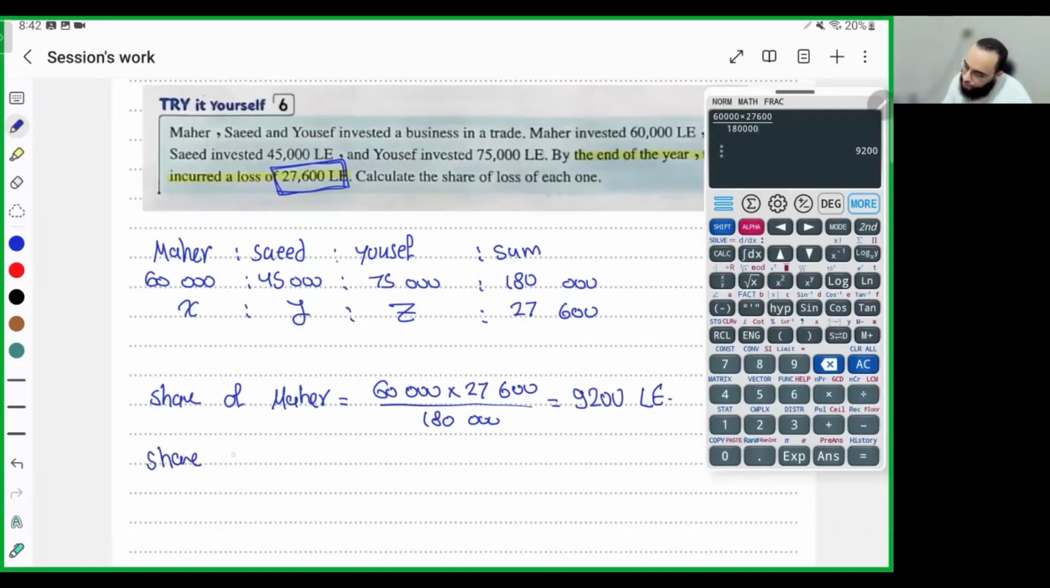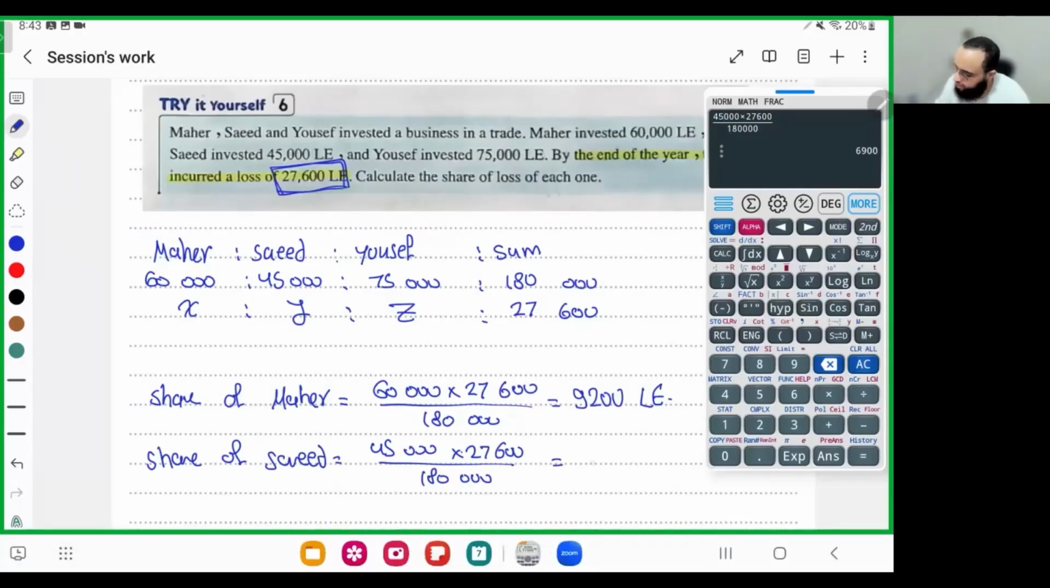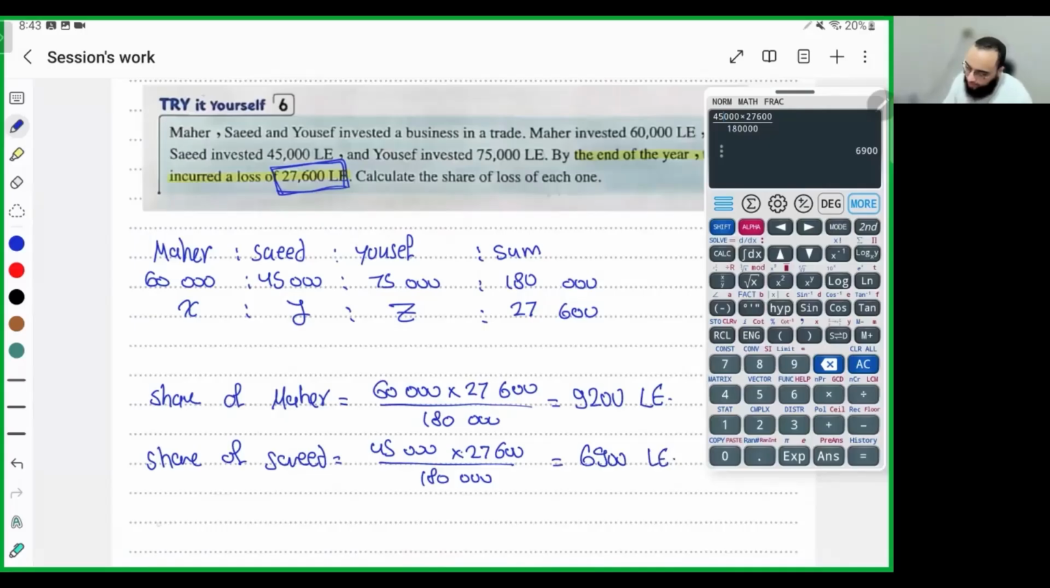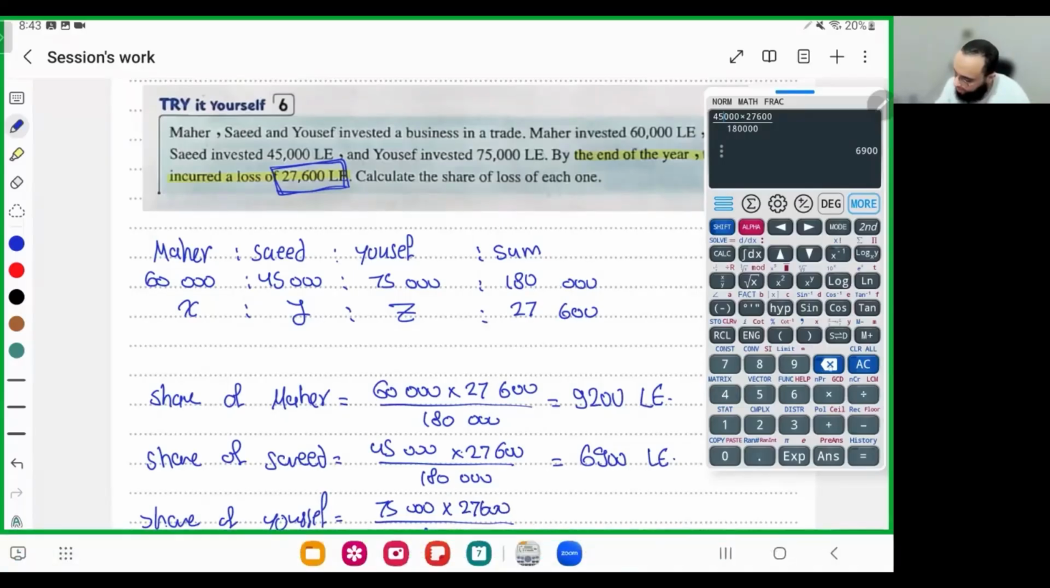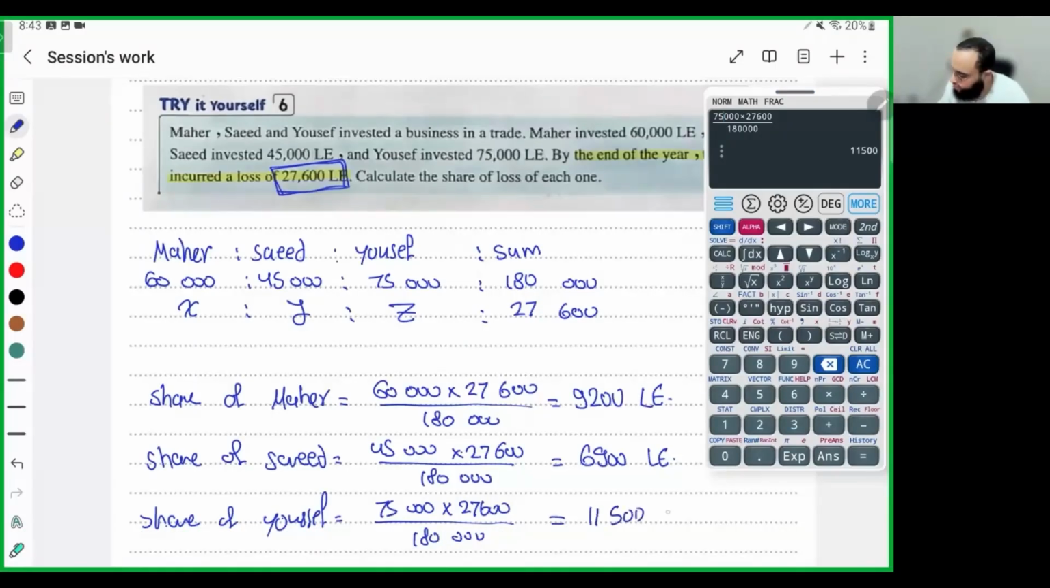Okay. Could you tell me what is the share of Saeed? It's gonna be 45,000 times 27,600 divided by 180,000. I'll change only 45 here. 6,900 LE. Share of Yusuf. It's gonna be 75,000 times 27,600 over 180,000. Put 75 here, which is 11,500.